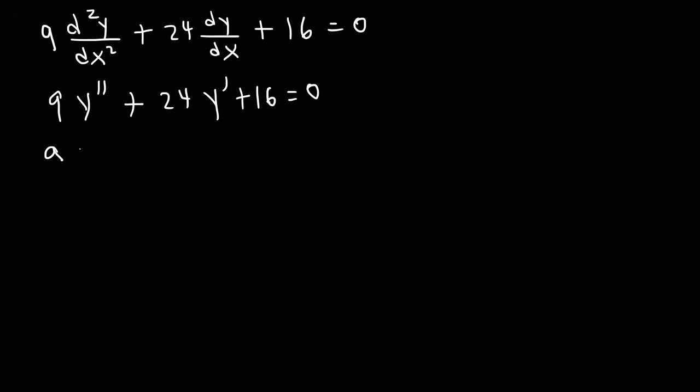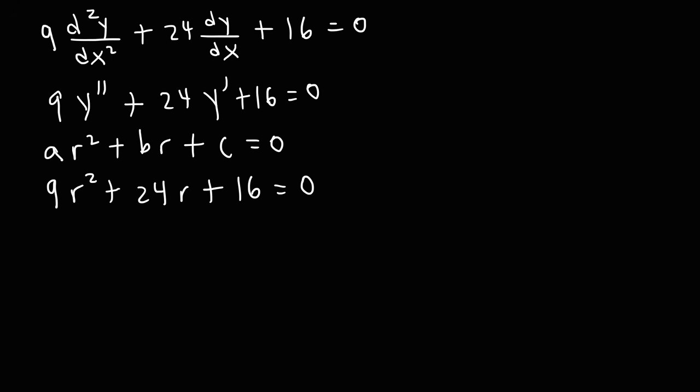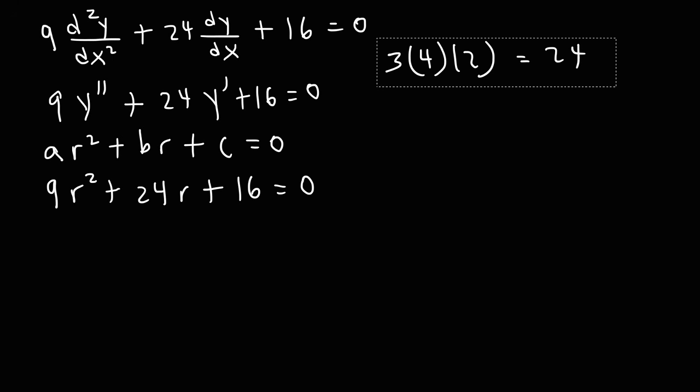So now, let's write this equation, ar^2 + br + c = 0. We can see that a is 9, b is 24, and c is 16. Now, notice that 9 and 16 are perfect squares. 3 squared is 9, 4 squared is 16. If we take the square root of 9 and the square root of 16 and double the product, notice that this gives us 24, the middle coefficient. When you see that, that tells you you have a perfect square trinomial.